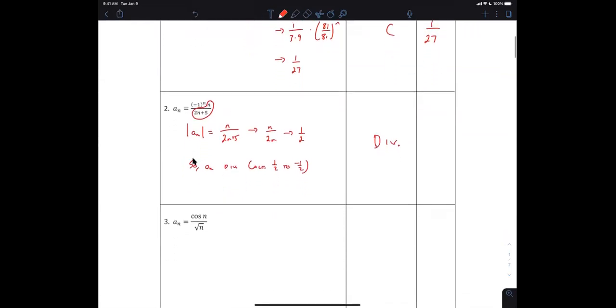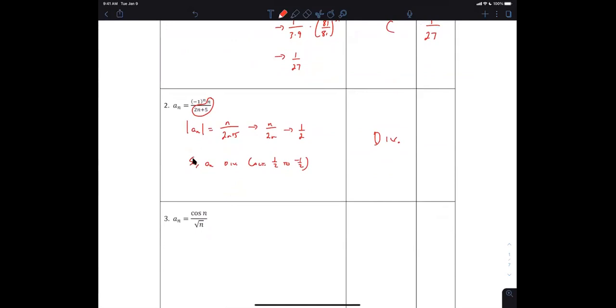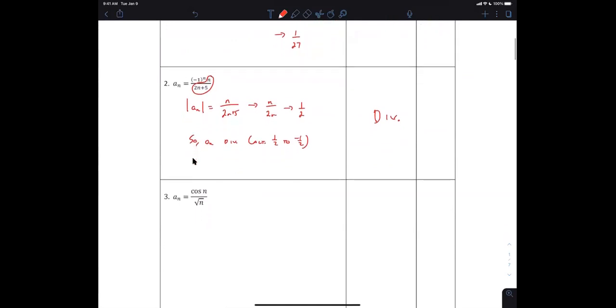And then we're going to do one more, and man, we're over, so I'm going to have to run. But this last one, we're going to do the squeeze theorem. We've got negative 1 over the square root of n is less than cosine n over square root of n is less than 1 over the square root of n. We're going to show that both of those go to 0. So then cosine n over square root of n goes to 0 by the squeeze theorem. So it converges to 0.